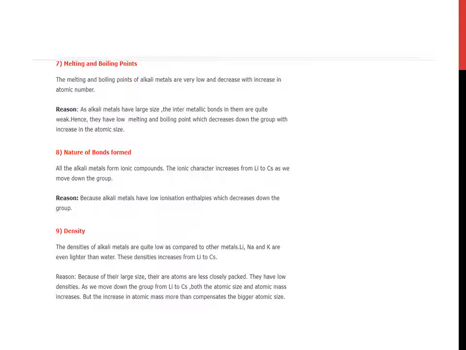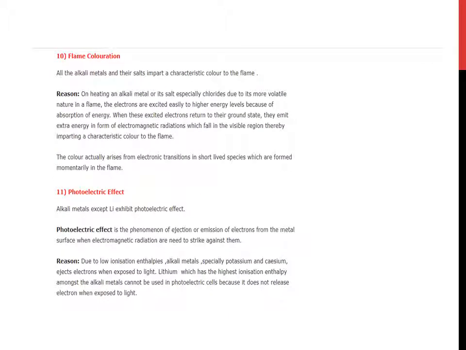Lithium, sodium and potassium are even lighter than water. These densities increase from lithium to cesium. Flame coloration. This is a very important point. All the alkali metals and their salts impart a characteristic color to the flame. On heating an alkali metal or its salt, especially the chloride, due to its more volatile nature in a flame, the electrons are excited easily to higher energy levels because of absorption of energy. When these excited electrons return to their ground state, they emit extra energy in the form of electromagnetic radiation, which falls in the visible region, thereby giving a particular color.